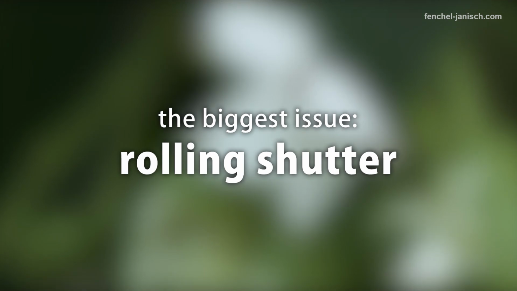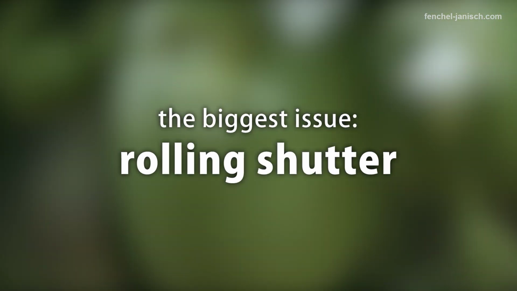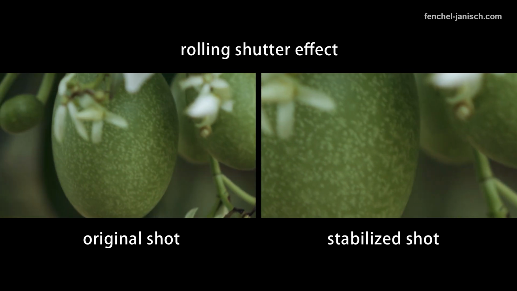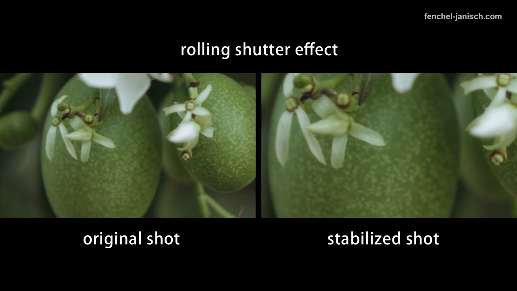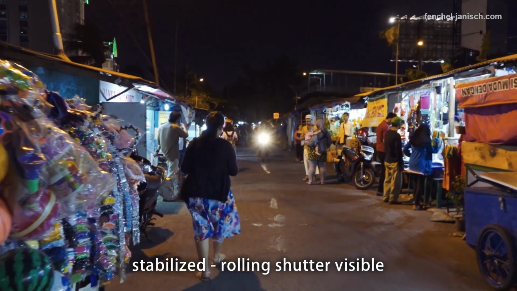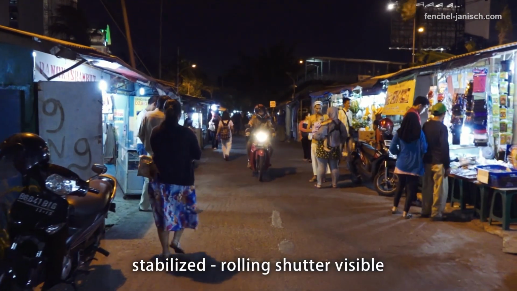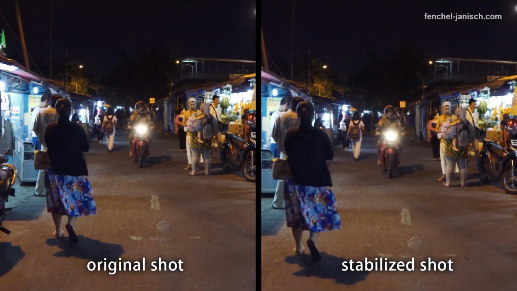The biggest issue of post-stabilization is the rolling shutter. In a lot of cases, the image will be distorted and wobbly after being stabilized, which makes them unusable. The results will be better if there aren't any fast pans or tilts in the video. Otherwise, rolling shutter will be visible.